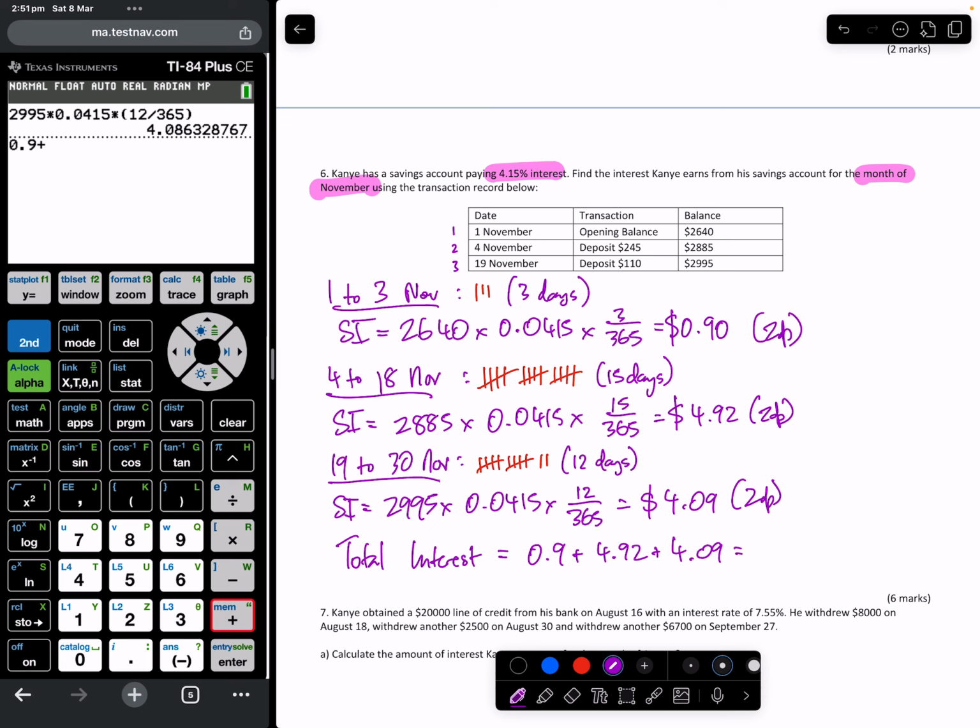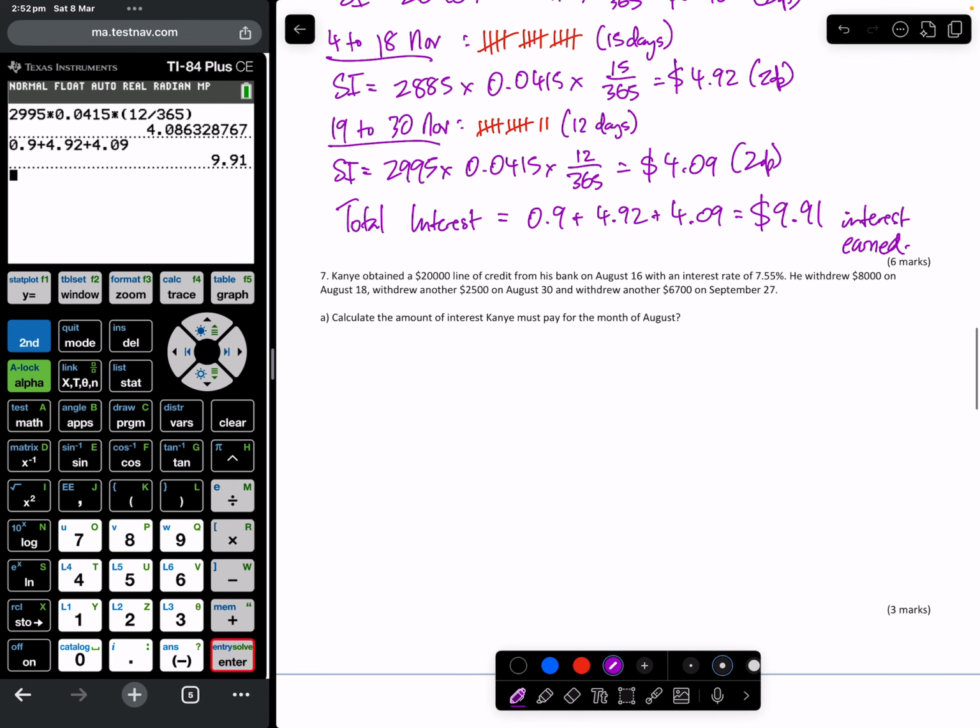$0.9 plus 4.92 plus 4.09 is $9.91. Interest earned. Okay. That's question 6 done.